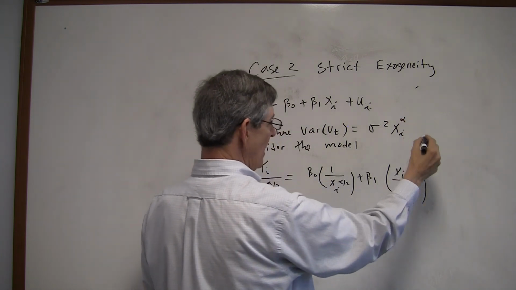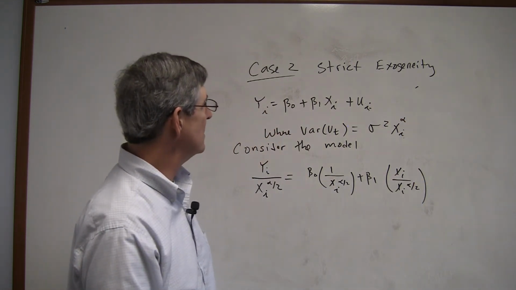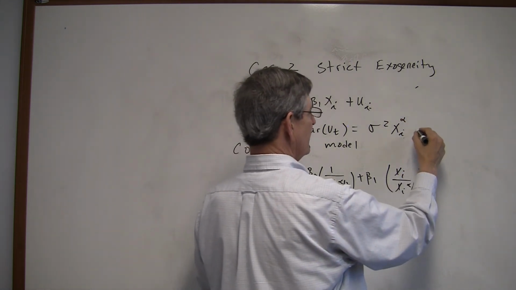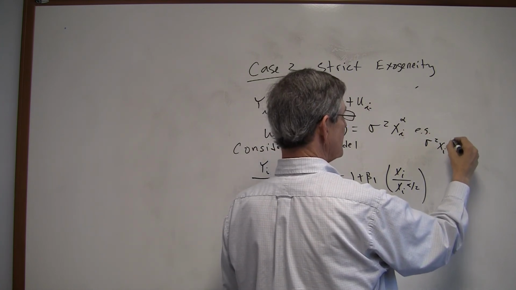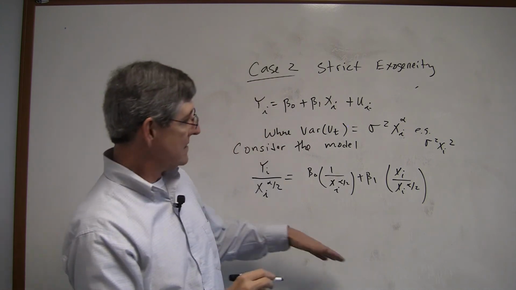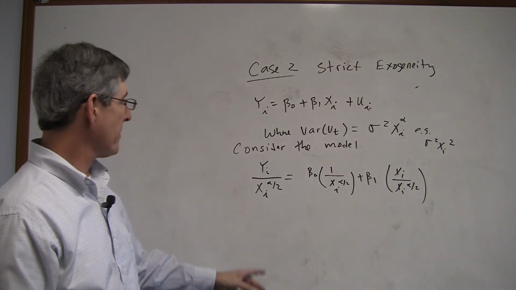Alpha is some number you know. You might think of alpha maybe as 2. So, for example, sigma squared xi squared. So it goes up fast, the variance.